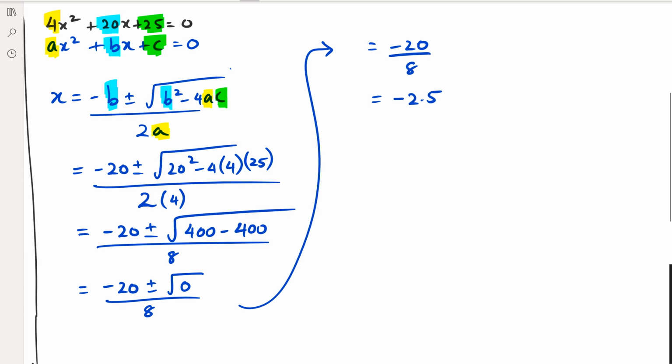Now, in some cases, you're only going to get one solution. And this is one of those cases. So in this quadratic, there's only one solution. And so we just write x is equal to negative 2.5. Okay, let me show you the next question.